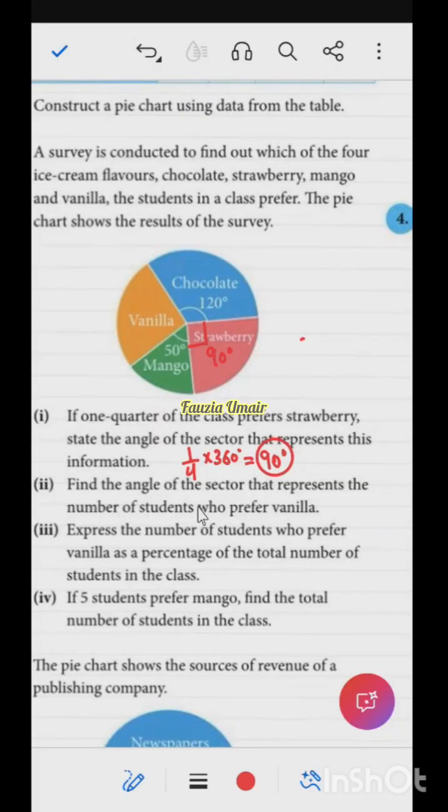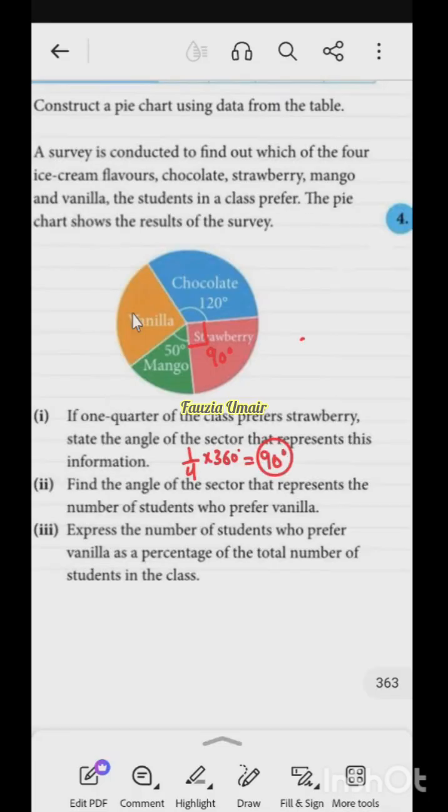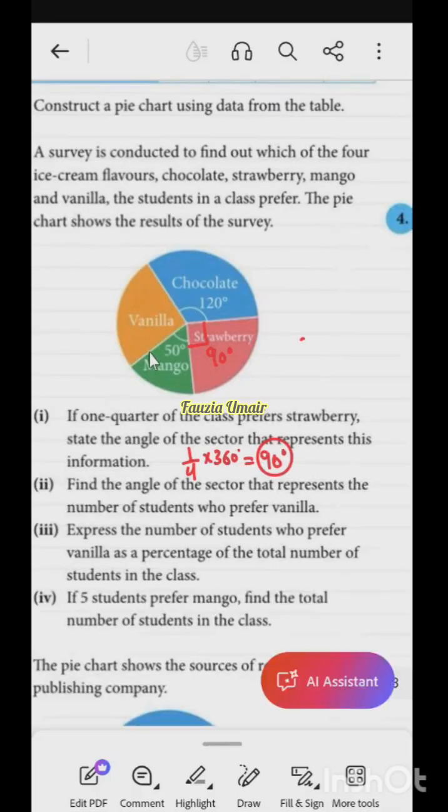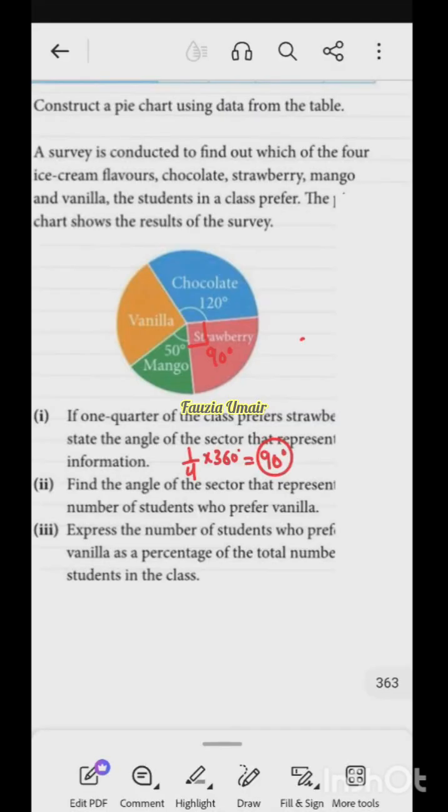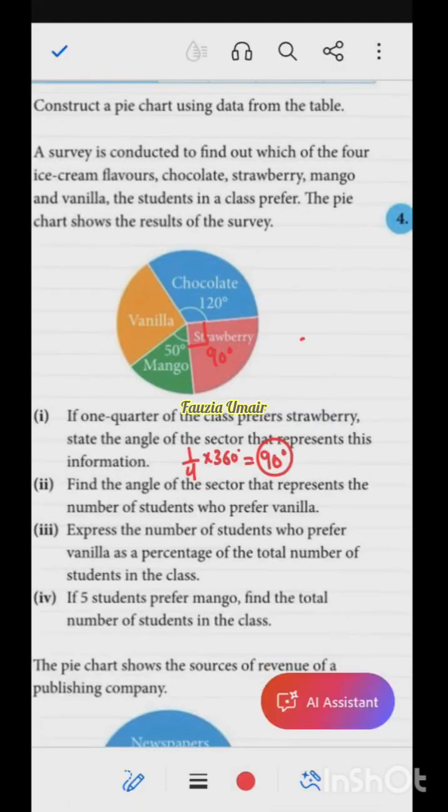Okay. So अब देखें, in the second part they are saying find the angle of the sector that represent the number of students who prefer vanilla. So how will we find out कि how many, what is the angle of vanilla? How we are going to find out? इसको कैसे निकालेंगे vanilla को? Ma'am, we will first add these that we have. So add what? 90, 120.